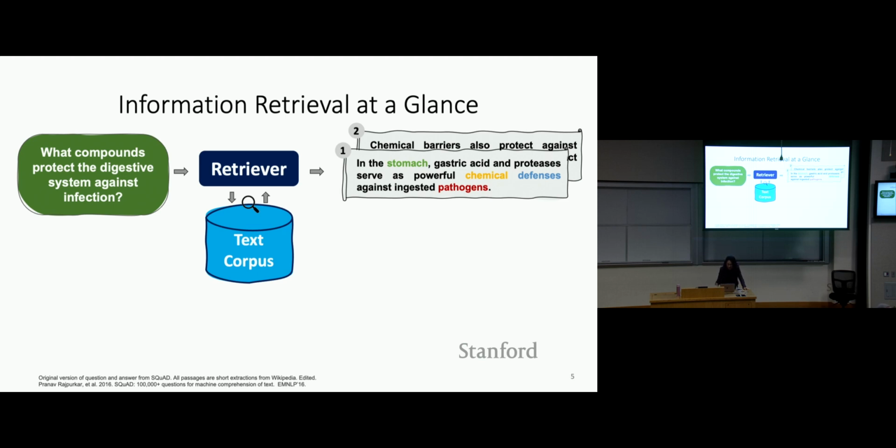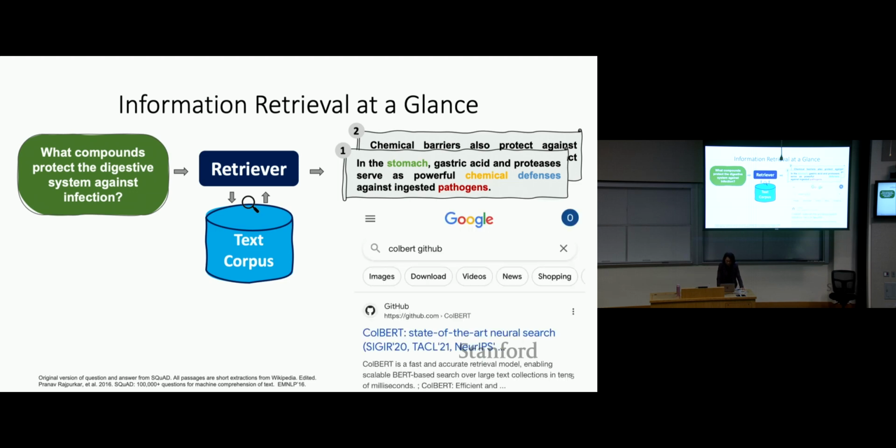And in this case, it just talked about how in the stomach, gastric acid and proteases serve as powerful chemical defenses against ingested pathogens. So they don't use the exact words, but you have to understand the meaning, and then you have to be able to pull it out of all these different paragraphs. So, obviously, this is a good old problem, in the good old days, near the beginning of the internet.